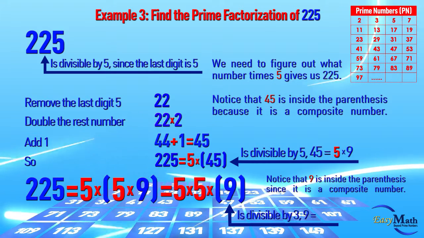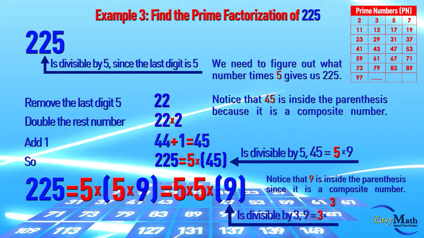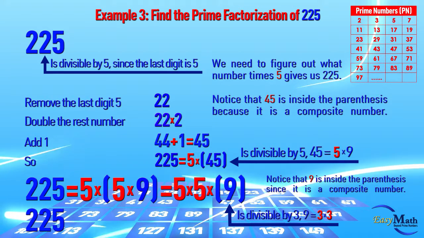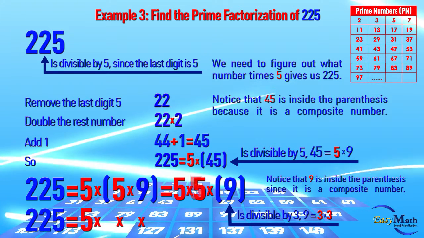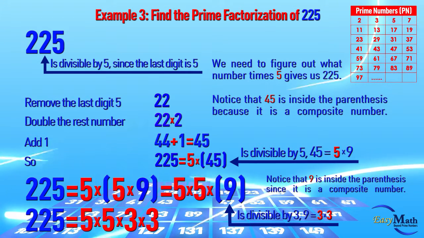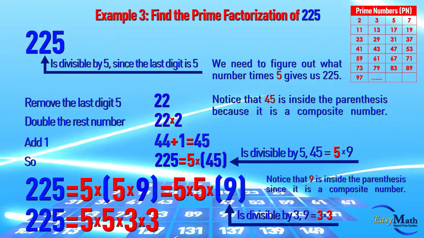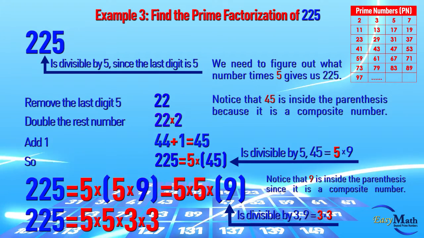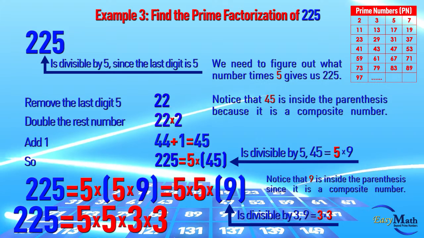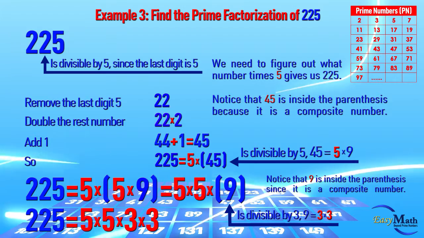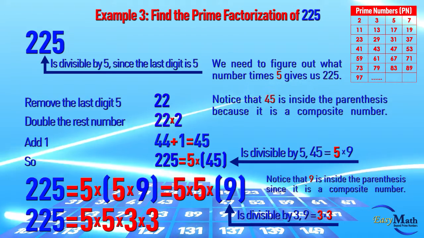9 is divisible by 3. 9 equals 3 times 3. 225 then equals 5 times 5 times 3 times 3. Thus, the prime factorization of 225 is 225 equals 5 times 5 times 3 times 3.